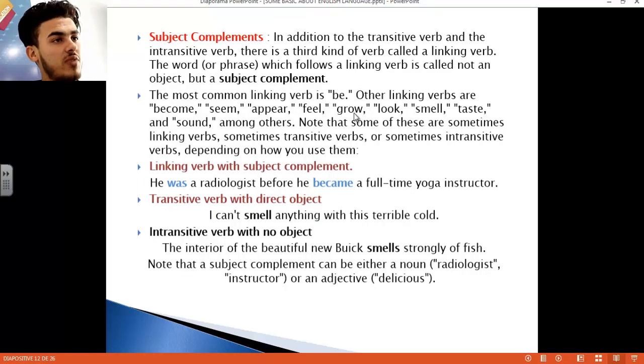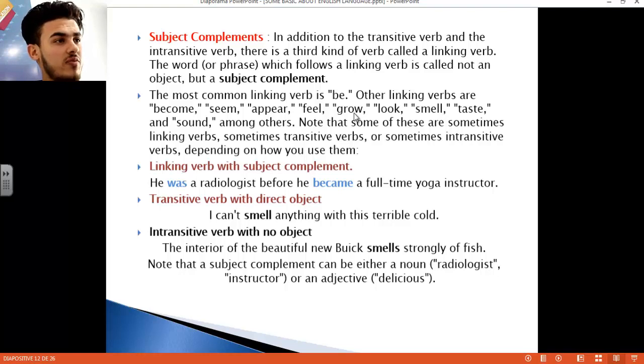Let's talk about subject complements. In addition to the transitive verbs and the intransitive verb, there is a third kind of verb called a linking verb. The word or phrase which follows a linking verb is called not an object, but a subject complement. The most common linking verb is the auxiliary to be, of course. Other linking verbs are become, seem, appear, feel, grow, look, smell, or taste. So generally the verbs here replace or work like the auxiliary to be and express the state rather than the action, and sound, among others.